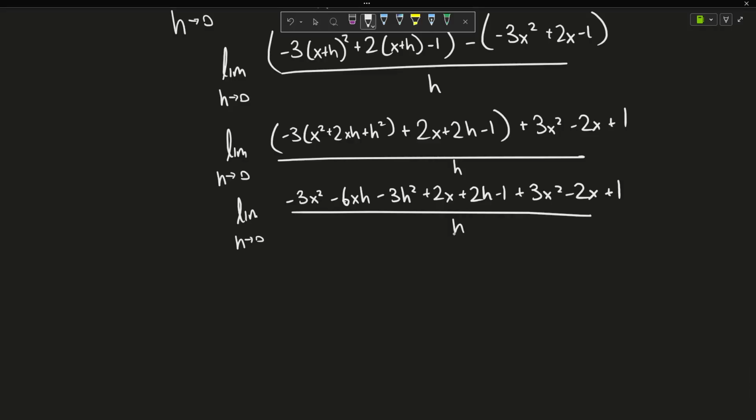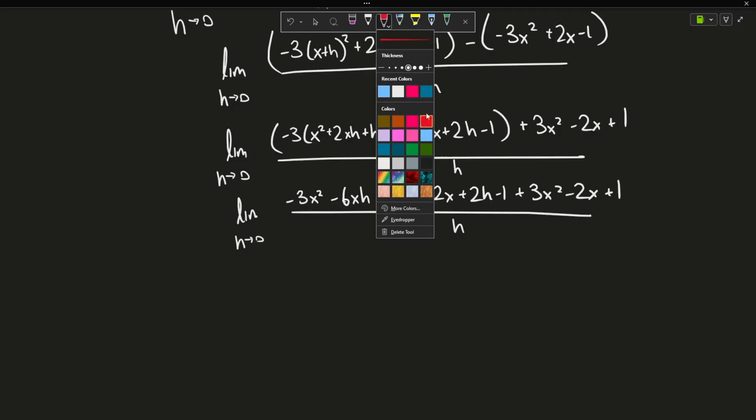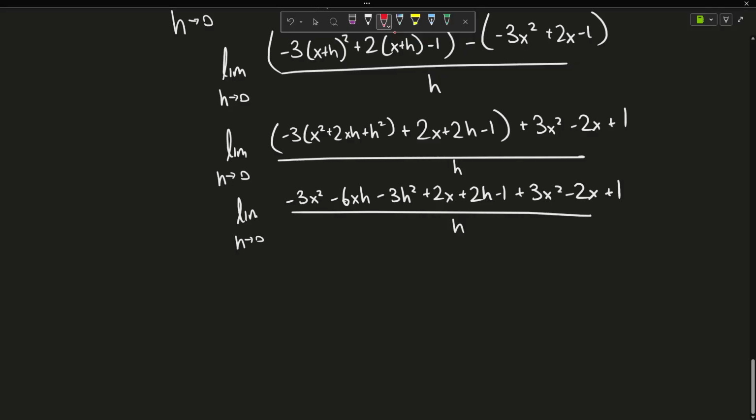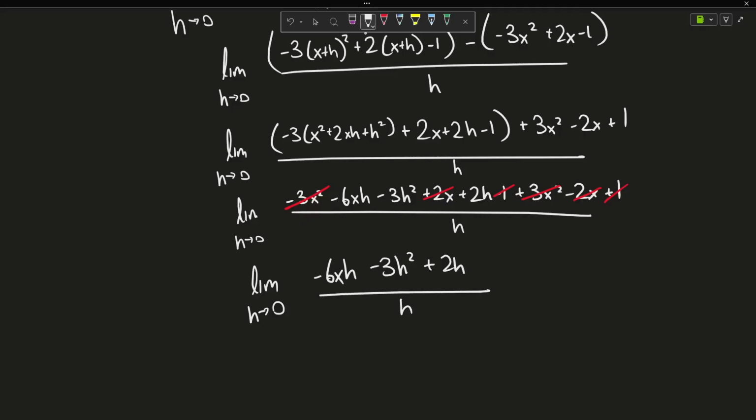In order to factor it out, I must have h's on the top. So the first term, negative 3x squared, there's no h, so it must cancel out. And this cancels out. Let's use bright red. This cancels out over here. Those cancel out. This term has an h, so it might stay. And we see that there's no other term with an xh. That's fine. This one has h squared, that stays. 2x, that must go away because there's no h. And we have negative 2x. 2h minus 1 and plus 1, get rid of each other. So we're left with limit of h approaches 0 of negative 6xh minus 3h squared plus 2h over h.